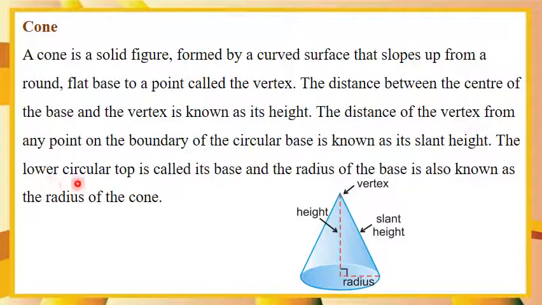The lower circular top is called its base. As you are observing, this is the base of the cone, and the radius of the base is also known as the radius of the cone. The distance from the center to the edge is called the radius, and it is known as the radius of the base as well as the radius of the cone.